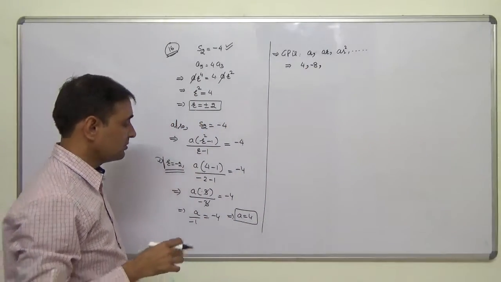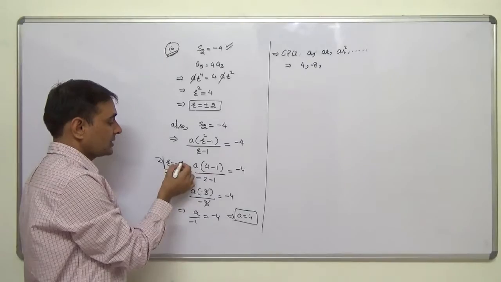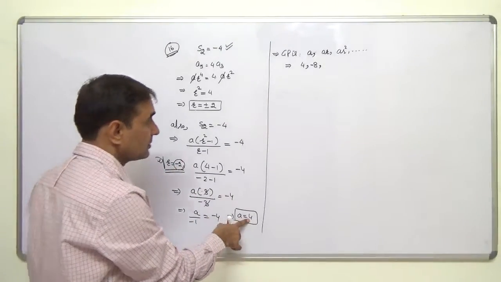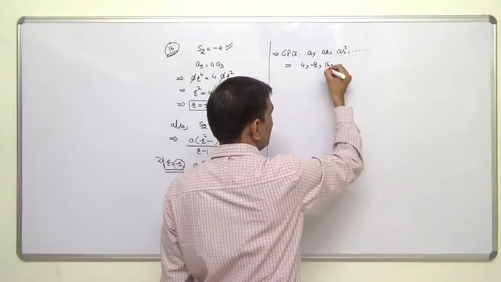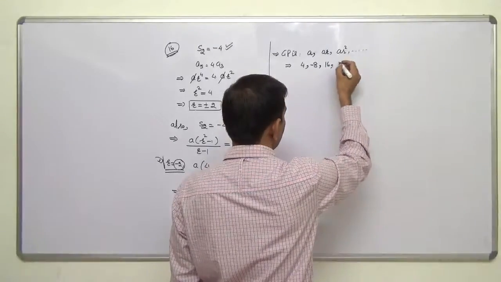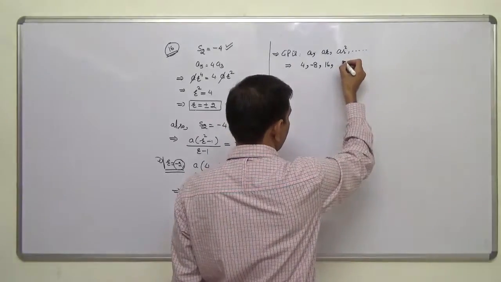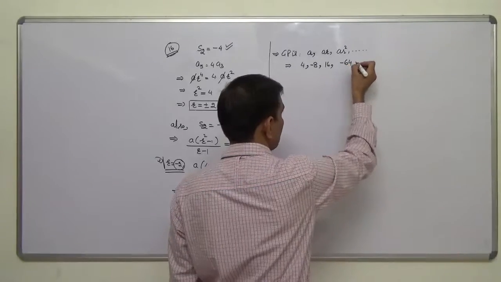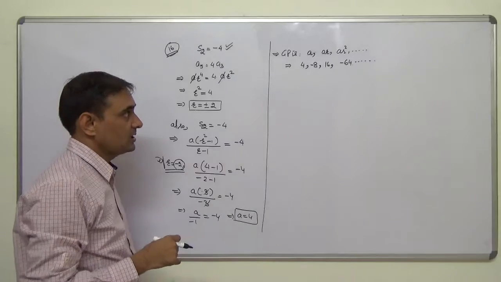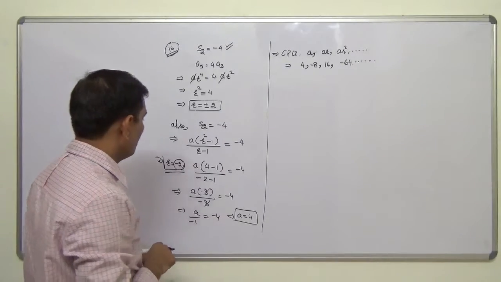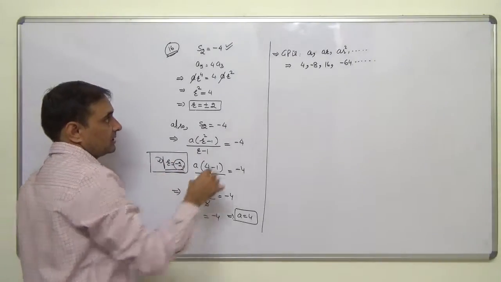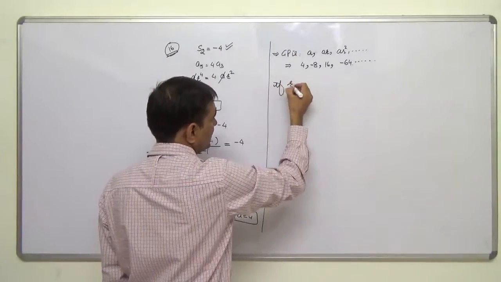Now third term of GP will be A into R square. R square हमारा क्या होगा? R square will be +4, 4 into 4, that will be 16, right? 4, -8, 16, right? Next term will be -64, right? इस टाइप से हमारी GP होगी. Now यहाँ पर हमने R को क्या चूज किया है? -2. Now we will take R equal to 2.